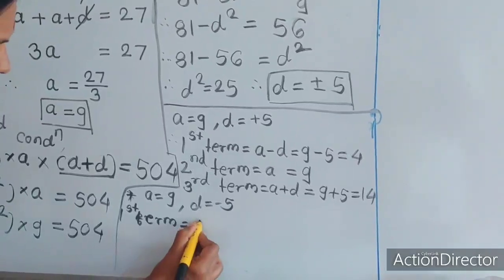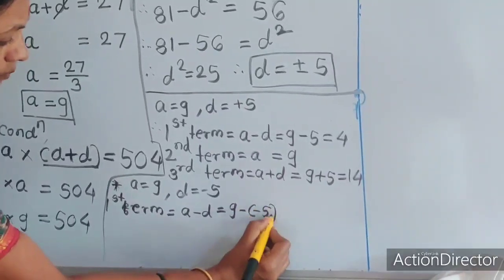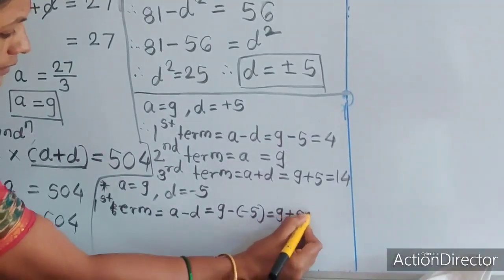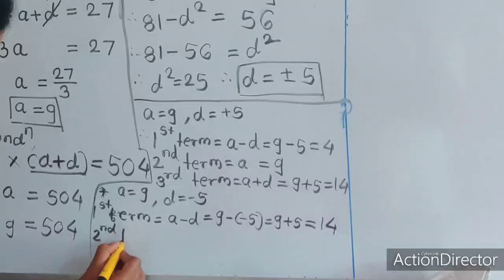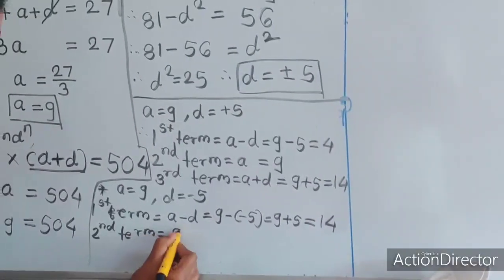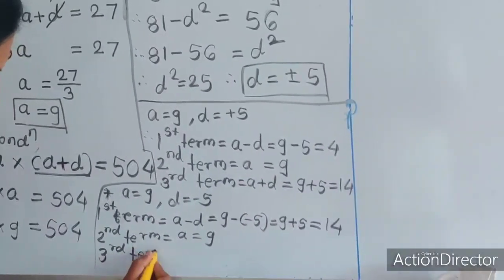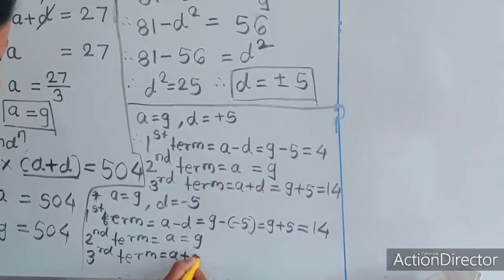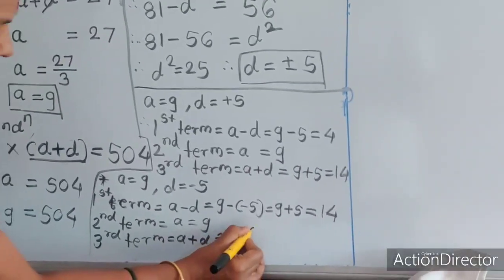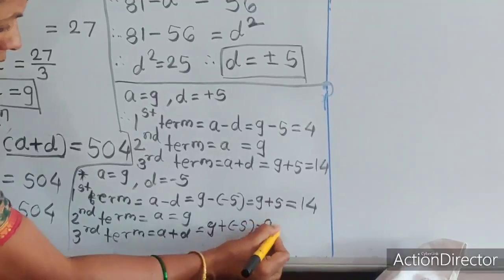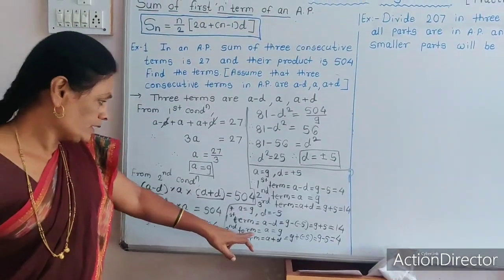First term is equal to a minus d, is equal to 9 minus minus 5, is equal to 9 plus 5, is equal to 14. Second term is equal to a, is equal to 9, and third term is equal to a plus d, is equal to 9 plus minus 5, is equal to 9 minus 5, is equal to 4.